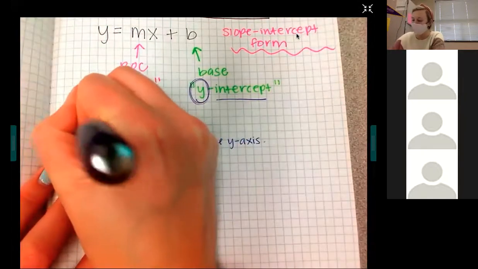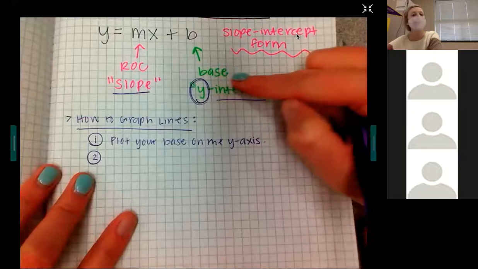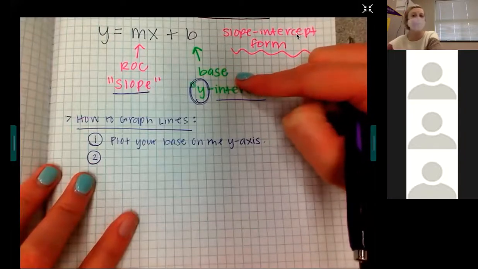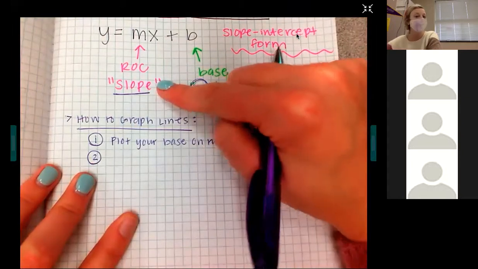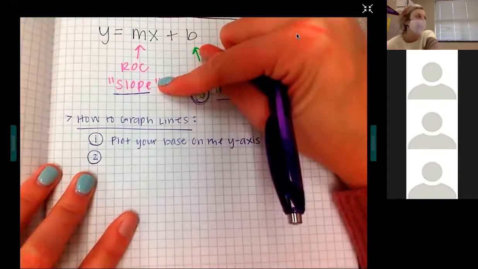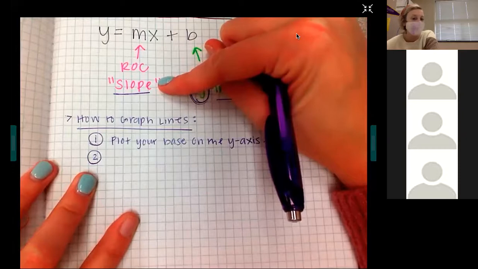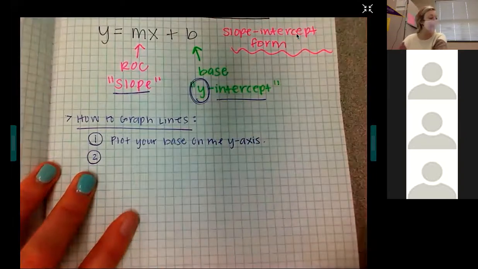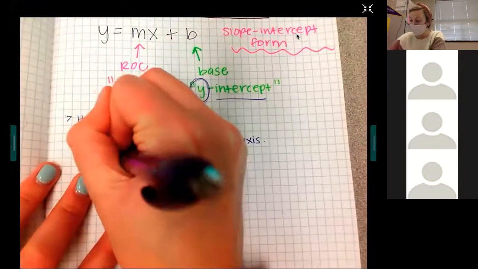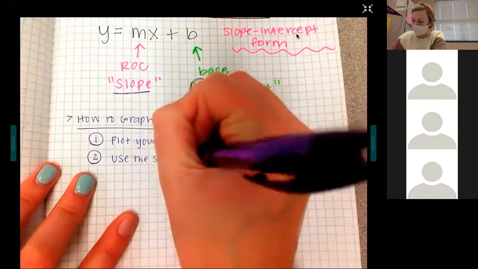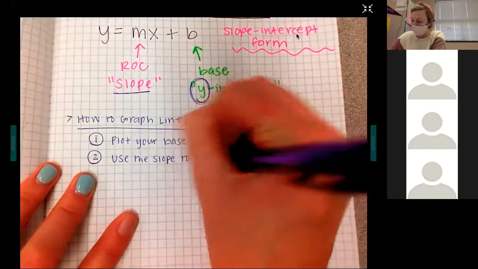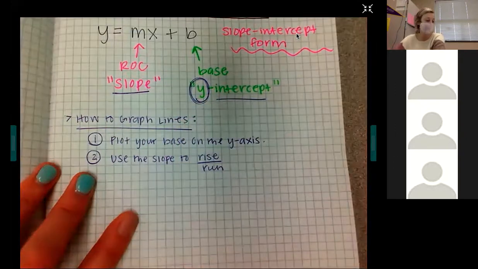Now, your second step. If we've used the base, what's the other thing left in the equation to use? The slope. So who remembers from Friday what slope is? It's a phrase we say, something over something. Rise over run. Good. So you're going to use the slope. Good job, Gwyneth and Tay. You're going to use the slope to rise over run.